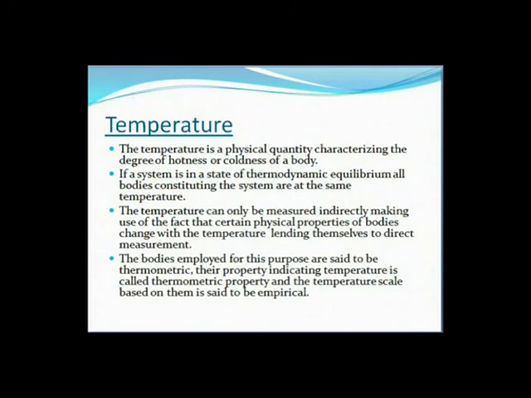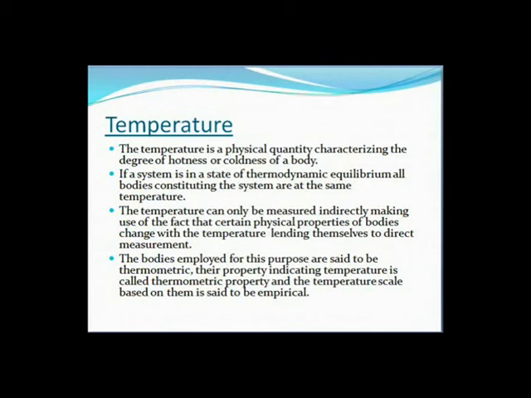Now let's see what is temperature. The temperature is a physical quantity characterizing the degree of hotness or coldness of a body. If a system is in a state of thermodynamic equilibrium, all bodies constituting the system are at the same temperature.